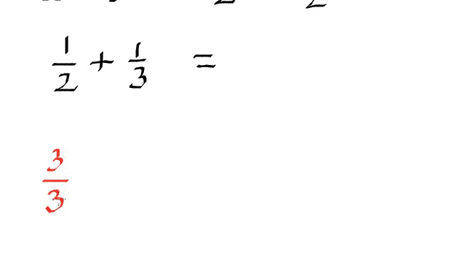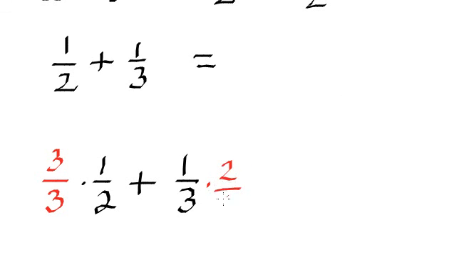I'm going to put 3/3, which is just equal to 1, next to the half, and then I'm going to write 1/3, and then over here I'm going to put 2/2. Simple enough.